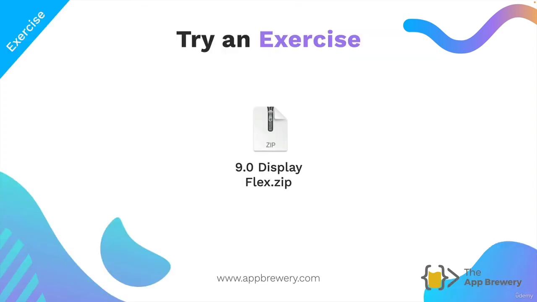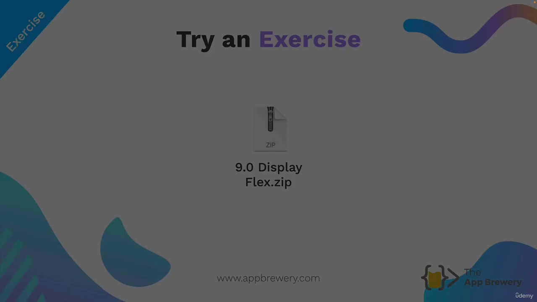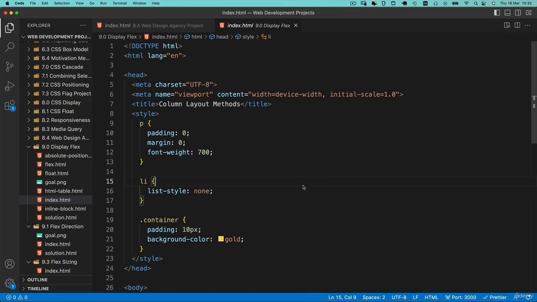So in this lesson, we looked very briefly at what happens when you set a container to be display flex. So now we're going to try an exercise and see if we've taken on some of the ideas that we've learned in this lesson.